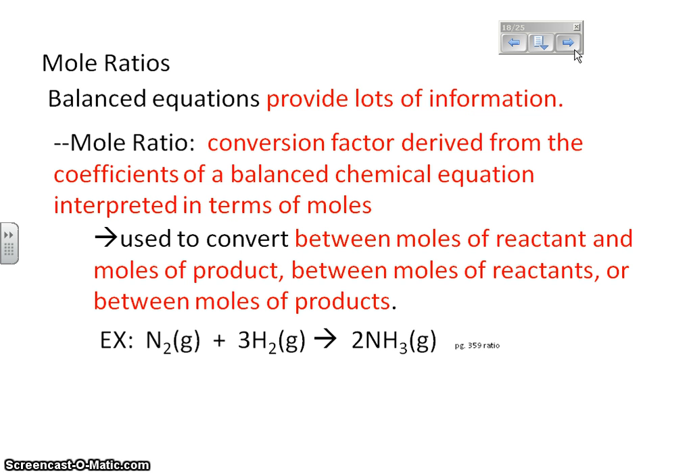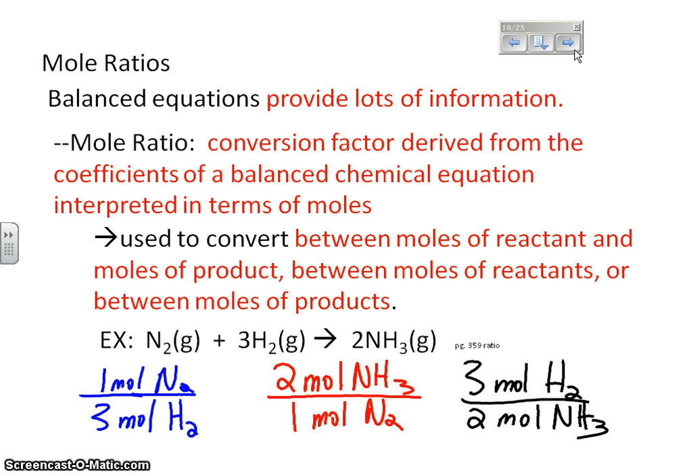Let's take a look. We're going to use this formula in our sample problem a little bit later on. But what ratios can we get from this equation? N2 plus 3H2 produces 2NH3. What ratios can we get? Well, there are three ratios that we can get from this equation. We know that 1 mole of N2 is a ratio with 3 moles of H2.